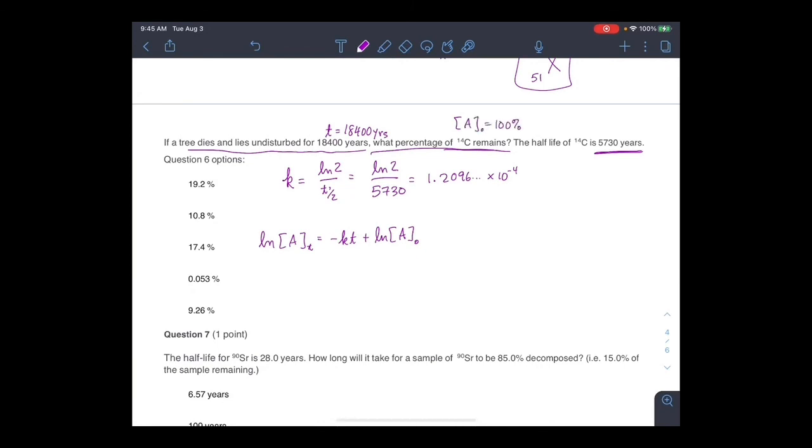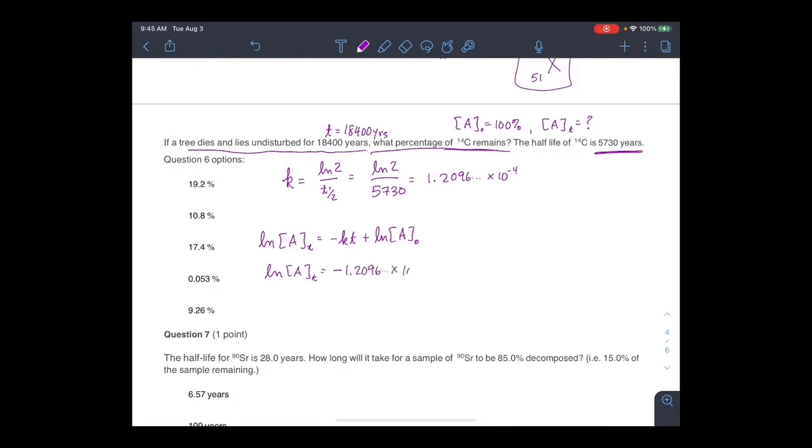We talked about this trick in the last module. The amount at time t, that's the percentage I'm going for. And then I just calculated the K from the half-life. So I know the T, I know the K, I know the initial amount. I'm trying to find the amount at time t. All I got to do is plug and chug, just like in last module. So let me plug in.